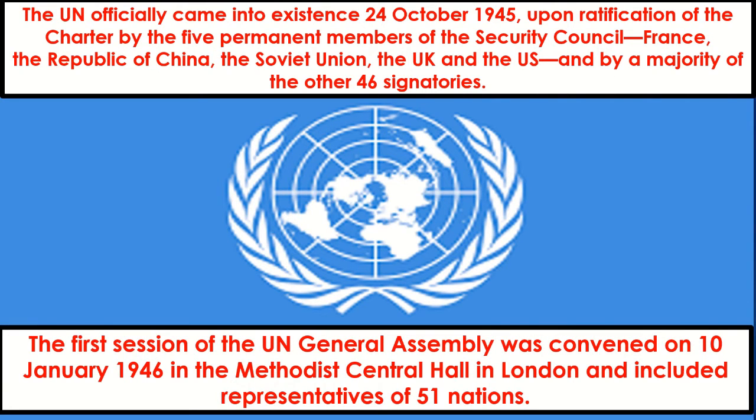The first session of the United Nations General Assembly was convened on 10 January 1946 in the Methodist Central Hall in London and included representatives of 51 nations.